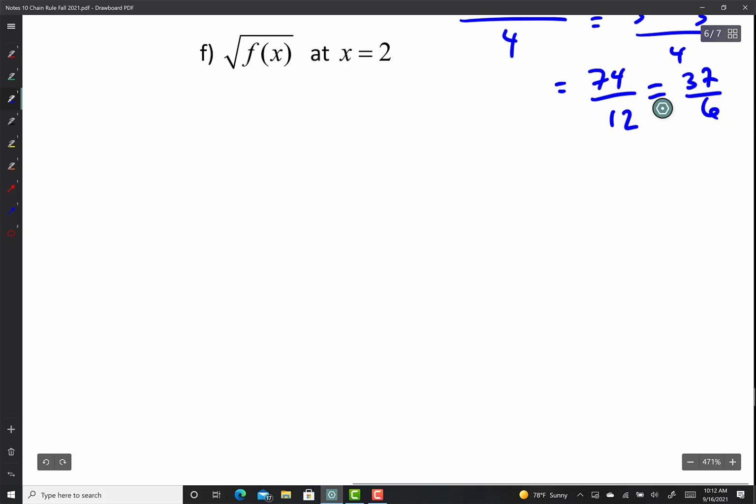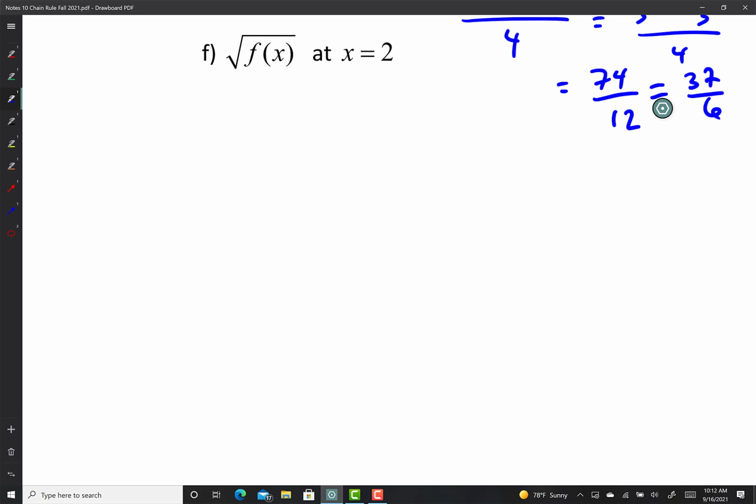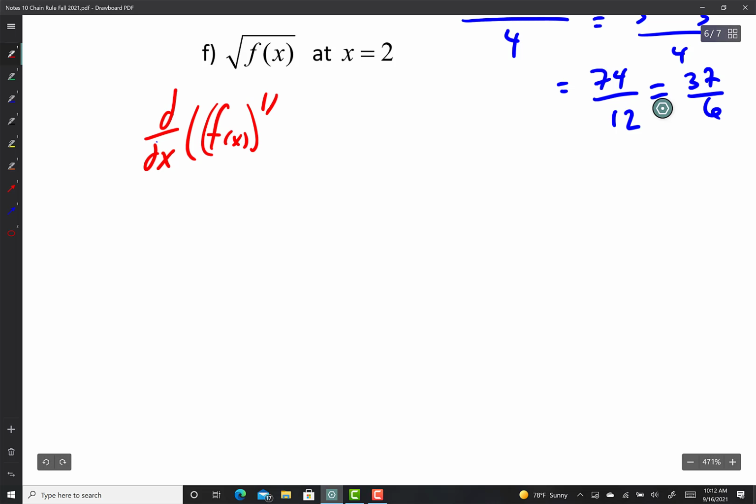Letter F. Does letter F look like another chain rule? Yes. d/dx. Let me choose red because blue's in the top there. d/dx. And I'm going to rewrite this as f of x to the half. If you didn't want to put parentheses, you can put the half immediately after the f, and then with the notation x, which means it's a function with respect to x.